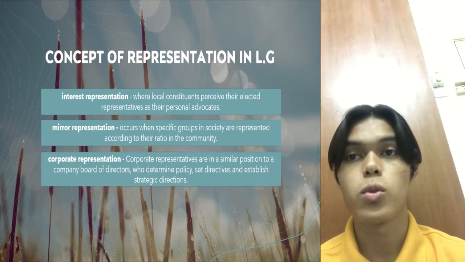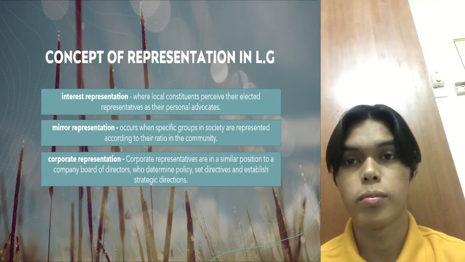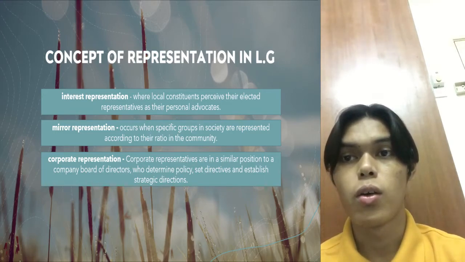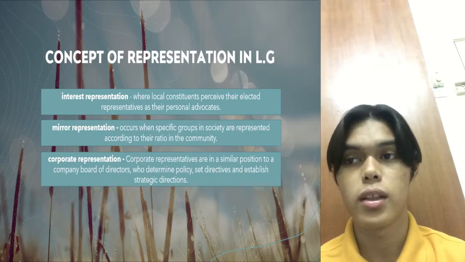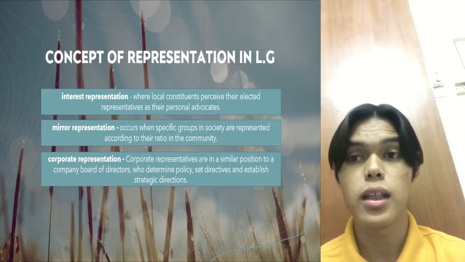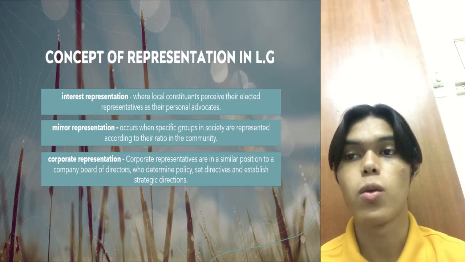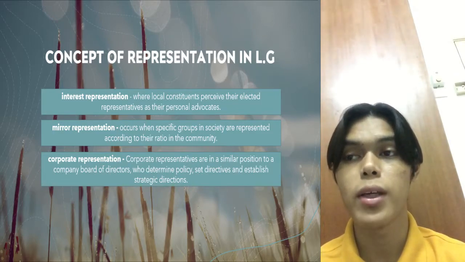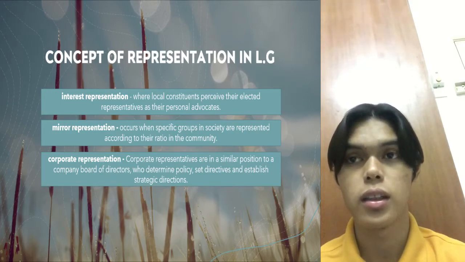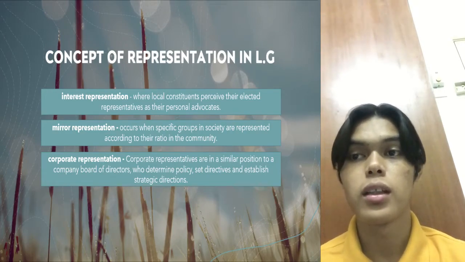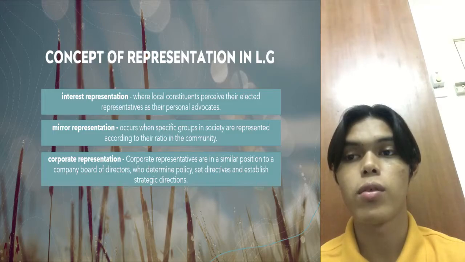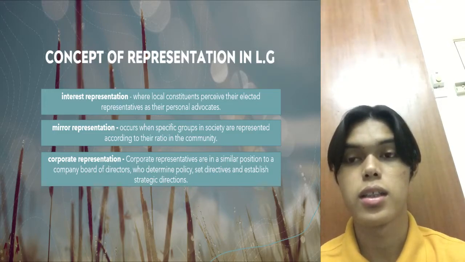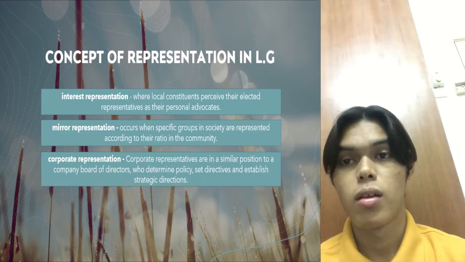The last one is corporate representation. A corporate representative body seeks to protect and enforce a collective interest. In this sense, the representatives are acting for the electorate as a whole, in what may be termed corporate representation. Corporate representation is also a principal-agent model where the representative body seeks to protect and enforce a collective interest.